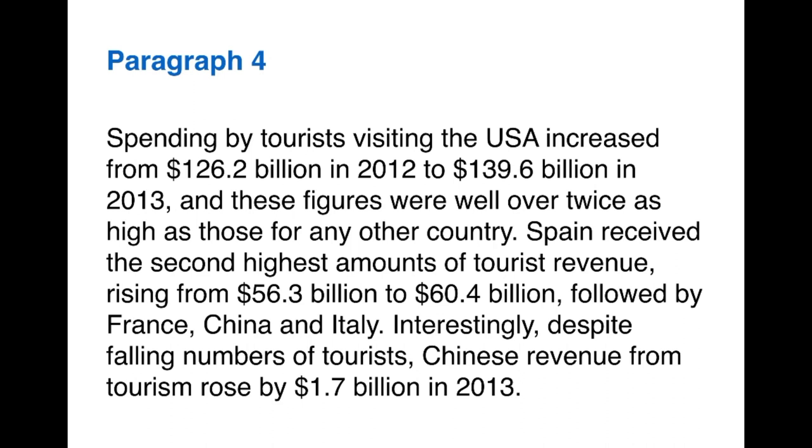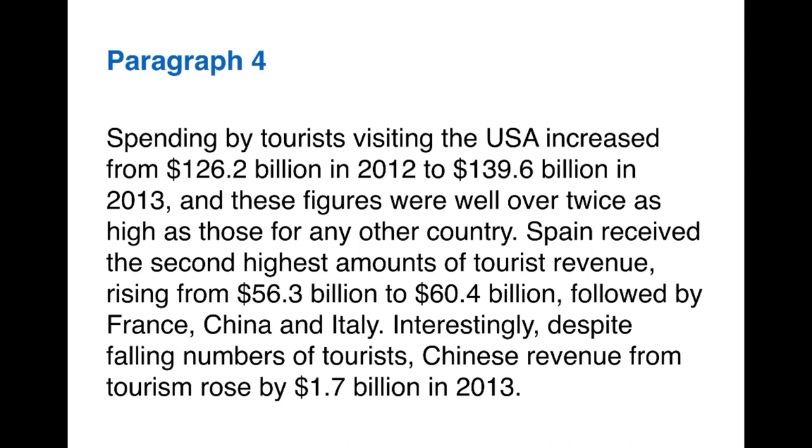Interestingly, despite falling numbers of tourists, Chinese revenue from tourism rose by $1.7 billion in 2013. That last sentence is nice because it links the numbers of tourist columns, which we talked about in paragraph 3, with the spending in paragraph 4. And there's a connection between those two things there. Whereas the Chinese numbers of tourists went down, the actual revenue, the income or the spending went up a bit, and I've mentioned that there.